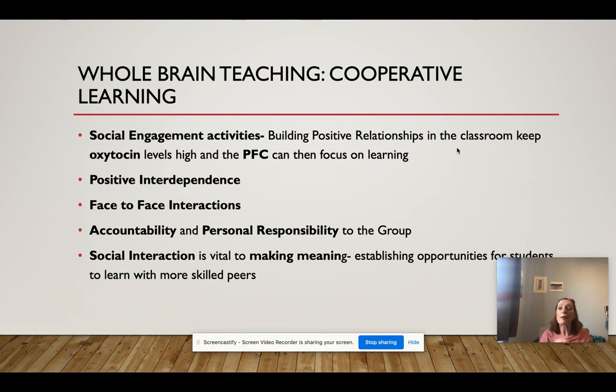Anyway, my point is that when there are cooperative learning opportunities, there's so much more meaning that's made from the learning.